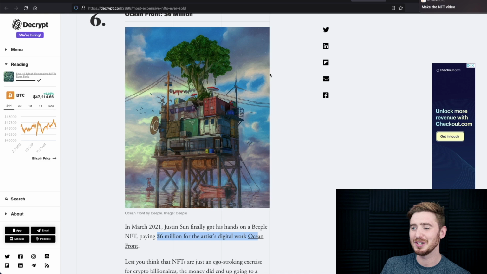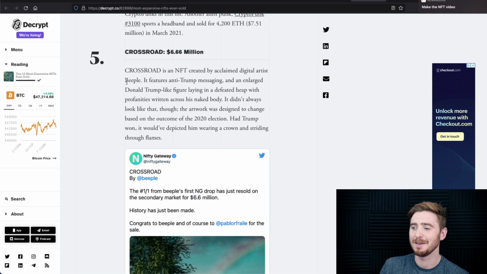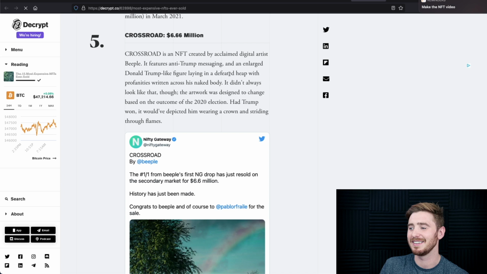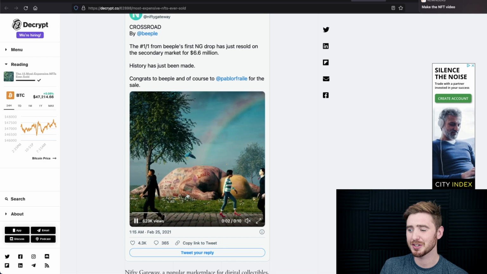Here we have $6.6 million. Crossroads is an NFT art created by Beeple. It features anti-Trump messaging and an enlarged Donald Trump-like feature laying in a defeated heap with profanities written across his naked body. You can see it here. This is the NFT, and this is one of the most interesting NFTs that I've seen. Obviously, it has a very strong message in it, and we're not going to get into that on this channel.